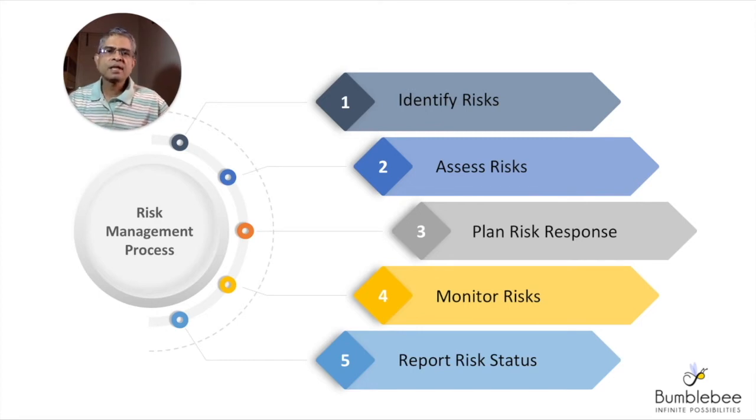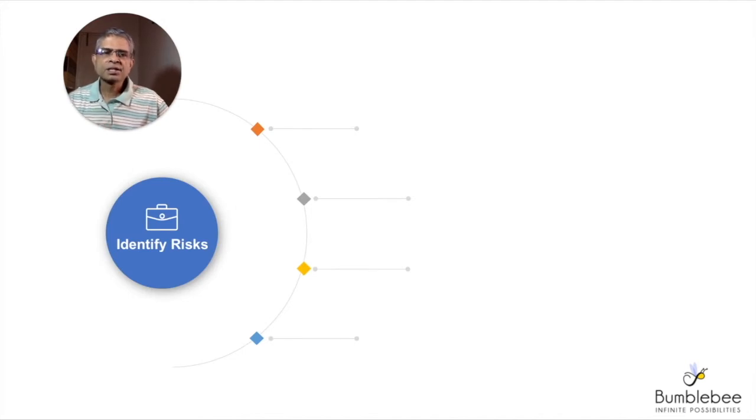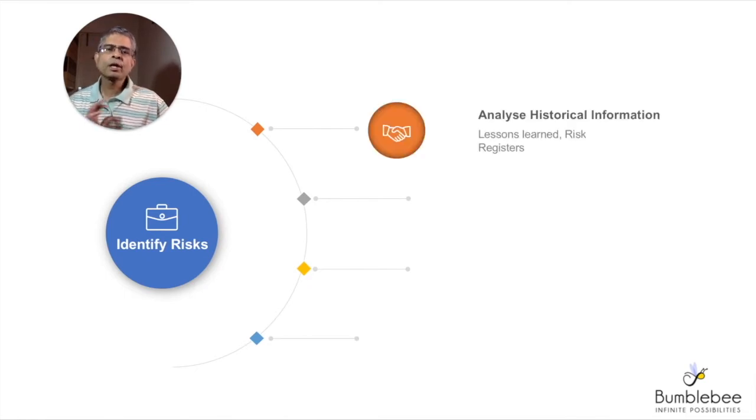Let's look at each of these steps in detail now. Identifying risks. What are the steps involved in identifying risks? The first, let us look at historical information and take the lessons out of that to identify the most common risks. Typically, we can look at the process assets like risk registers from past projects to glean the most frequently occurring risks. The lessons learned document from previous projects could be used. So the past experience is a very good indicator of what the most likely risks in a project are.